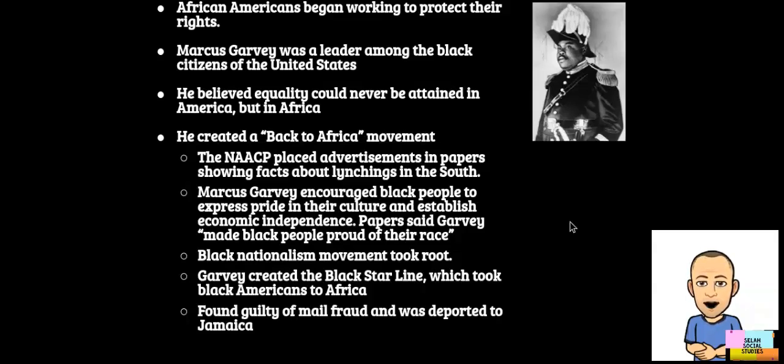After he gained nearly 80,000 followers, Garvey founded the Black Star Steamship Company and began transporting African Americans back to Africa. Sadly, the government kept a close eye on the Crusader, and he was convicted of mail fraud and deported to Jamaica. Next, we're going to get into the economy of the Roaring Twenties.